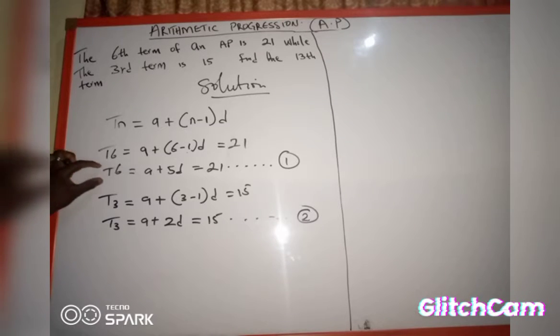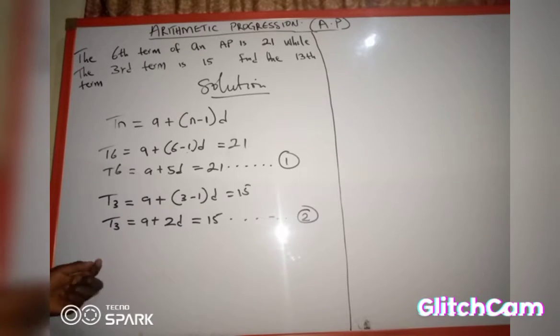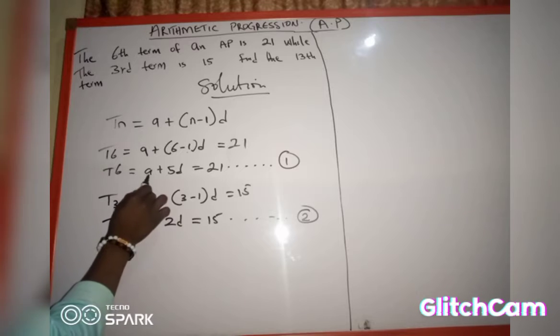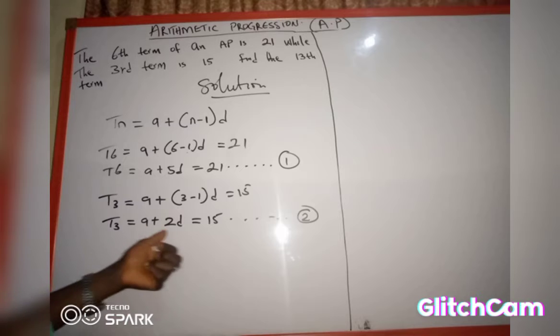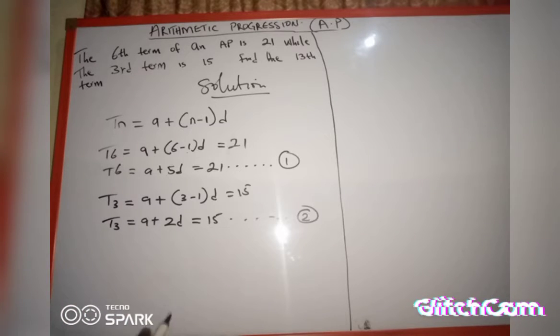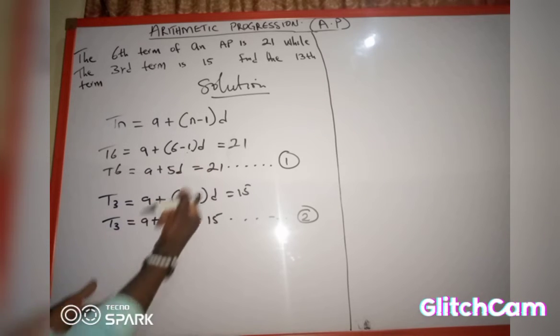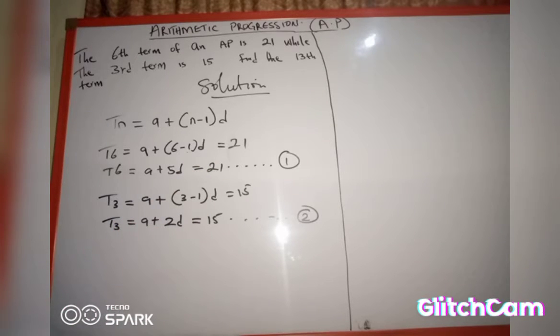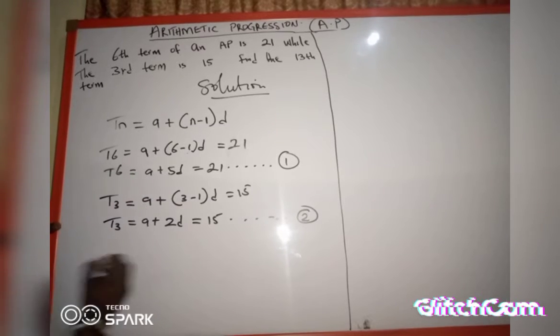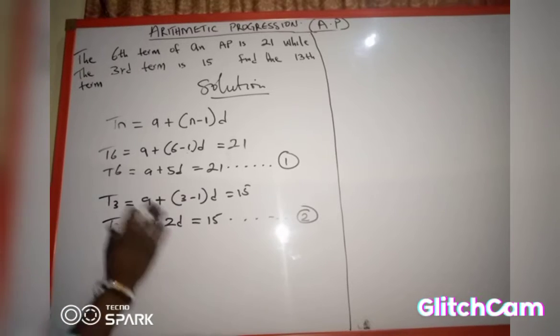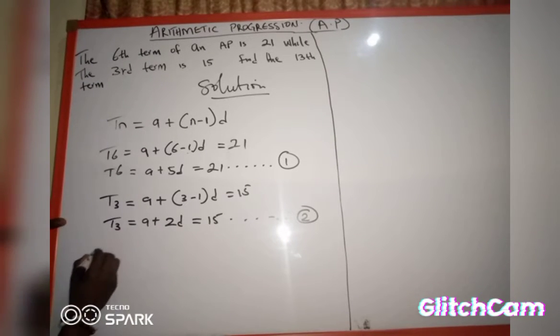So if you check equation 1 and 2 carefully, we have unknown variables here, which are A and d. So we have to find the values of A and d before we can go further to find the 13th term of this arithmetic progression. We have two variables in both equations, so we have to solve them simultaneously before we get the values of A and d. So let me combine these equations together.